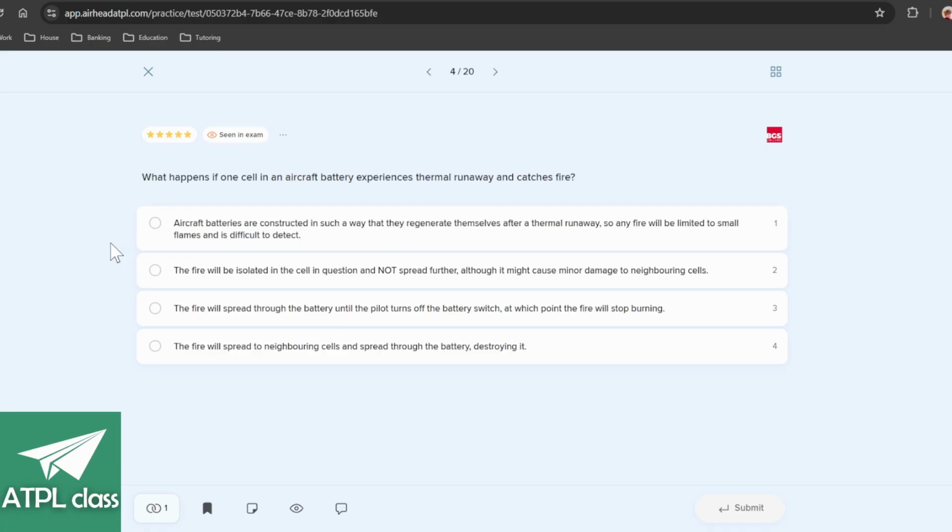Not true. The fire will be isolated in the cell in question and not spread further, although it might cause minor damage to neighbouring cells. I mean, I think that's kind of what you hope to happen.